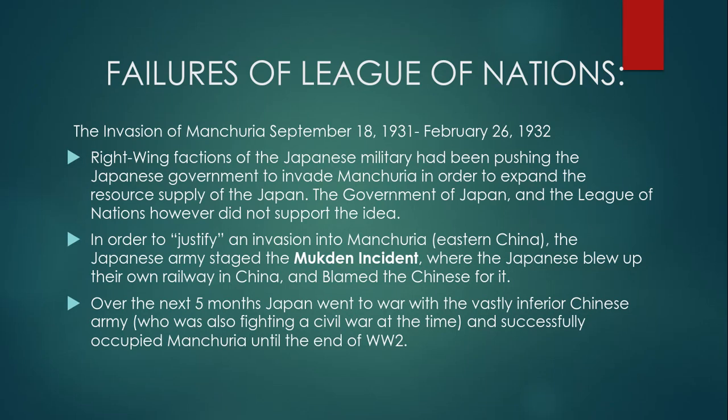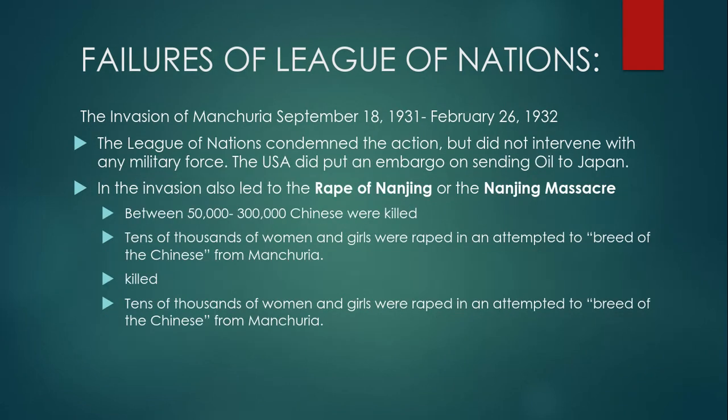So over the next 5 months, Japan went to war with the vastly inferior Chinese army, who was also fighting a civil war at the time. So they successfully occupy Manchuria till the end of World War II. The League of Nations condemned the action. Like they said, oh, that's such a bad thing to do. But they didn't intervene at all. There was no military force given to this region. The USA did put an embargo on sending oil to Japan, a big deal.